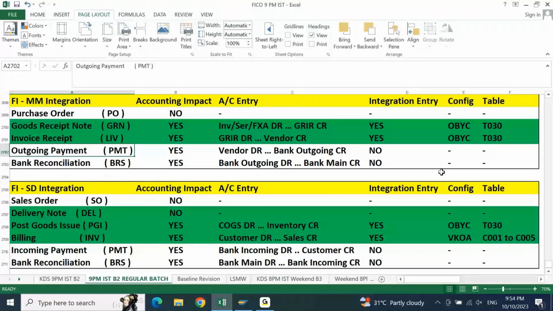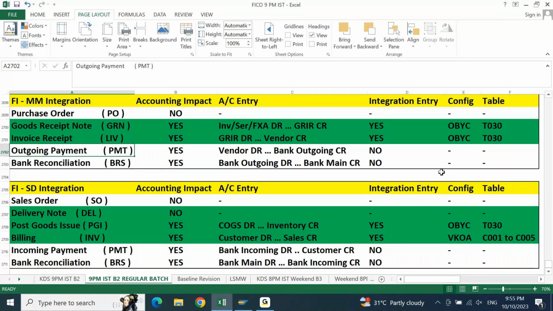So there is nothing to do with the payment and all. Once the invoice posting is done, the role ends there. It is a pure accounting related thing. Because from the accounting side, based on the due date and based on your funds availability, you are going to release the payment. Correct? Yes, sir.